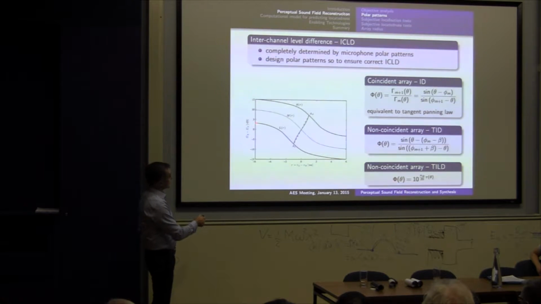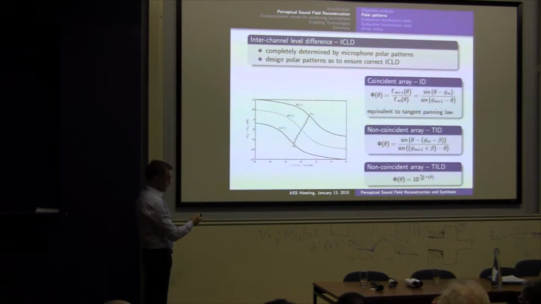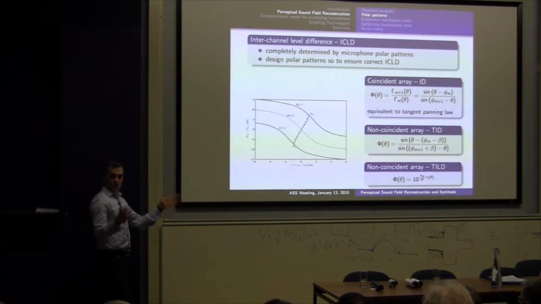The left curve represents all pairs of time and level differences which are going to create perception of the sound wave coming from the direction of the left speaker. And these pairs are going to create perception of the sound field coming from the direction of the right loudspeaker. And everywhere in between, we are going to have perception of the sound coming somewhere in between the two.